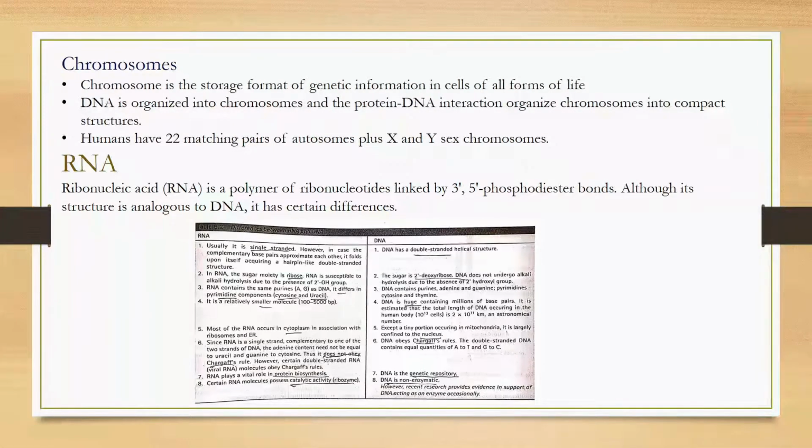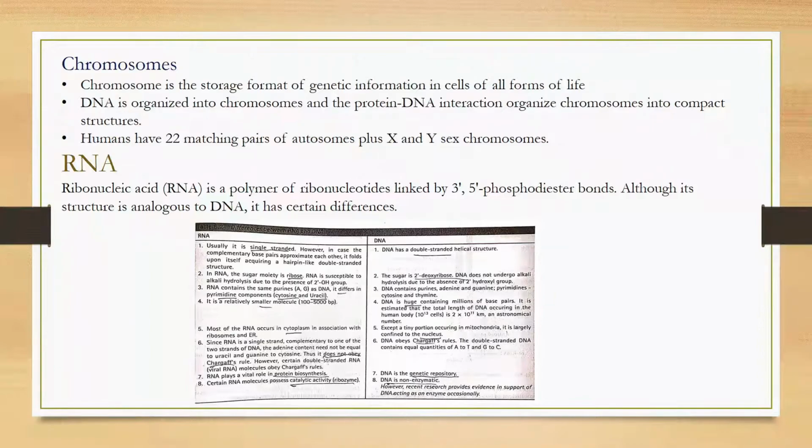And the fifth point of difference is that most of the RNA occurs in the cytoplasm in association with ribosomes and endoplasmic reticulum, whereas DNA, except for a tiny portion occurring in mitochondria, is largely confined to the nucleus.